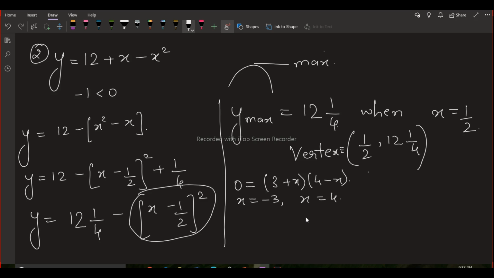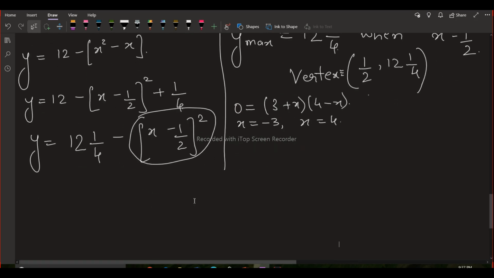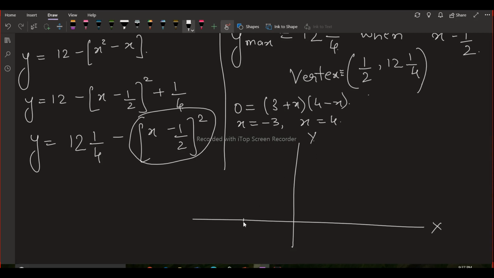So let's draw the graph. Here we have the y-axis, the x-axis, minus 3 comma 0, 4 comma 0, and the vertex is half comma 12 1 by 4. So half comma, this will be somewhere here, 12 1 by 4. So somewhere here, right? So you got the 3 points.